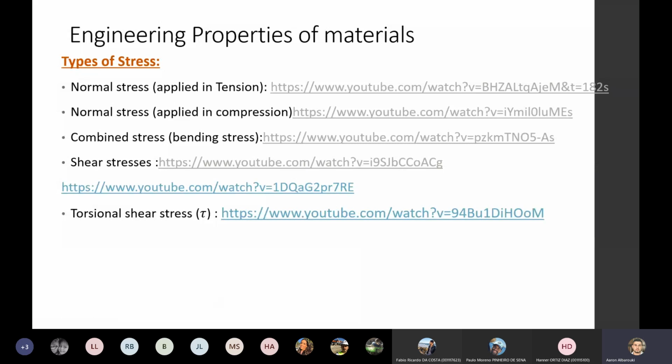So, Fabio, when we say the word concrete, concrete is not one thing. It's a mix of materials: cement, water, aggregate, sand, all of this.